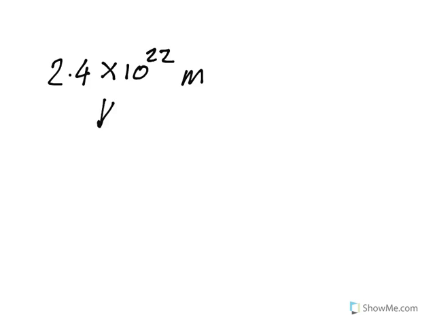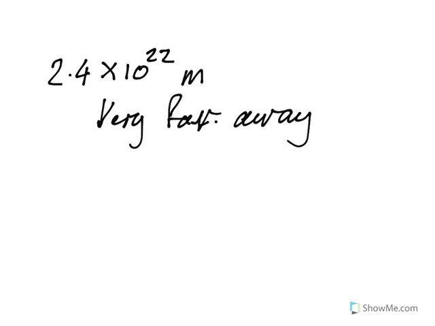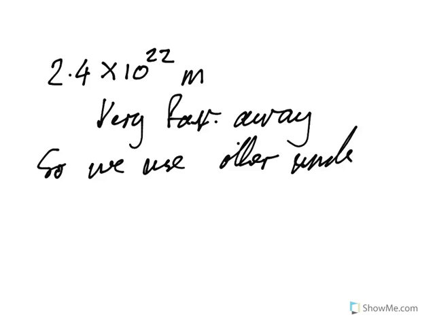Very far away. So we use other units. All right, and these other units end up being more convenient for us. We can talk about astronomical units, or light years, the distance light travels in 1 year, or parsec. Talking about distances in those terms is much easier. All right, so then there's an example in your notes, so let's have a look at the example.